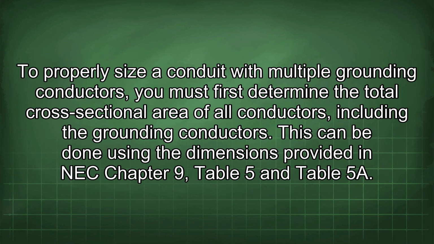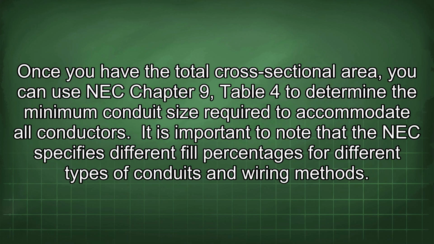To properly size a conduit with multiple grounding conductors, you must first determine the total cross-sectional area of all conductors, including the grounding conductors. This can be done using the dimensions provided in NEC Chapter 9, Table 5 and Table 5A. Once you have the total cross-sectional area, you can use NEC Chapter 9, Table 4 to determine the minimum conduit size required to accommodate all conductors.